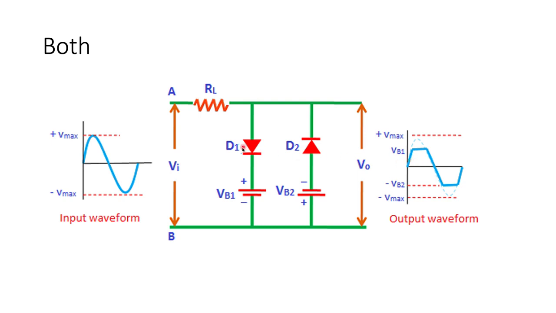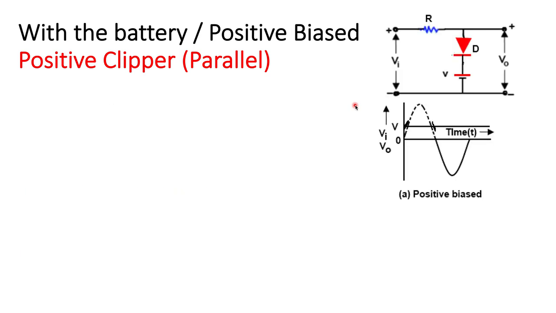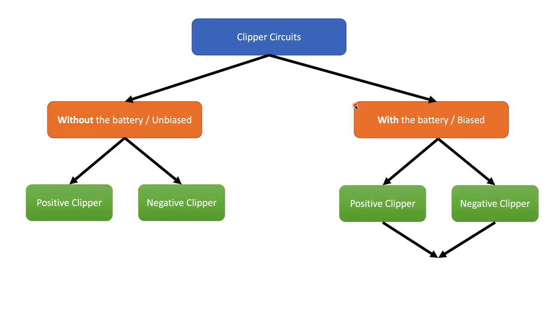So this is what clipping circuits basically are. It's very easy. We are just cutting some parts of the input and getting the desired output waveform. Basically, we discussed clipper circuits with the battery and without the battery. With the battery, we discussed the positive clipper, the negative clipper, and also both together.